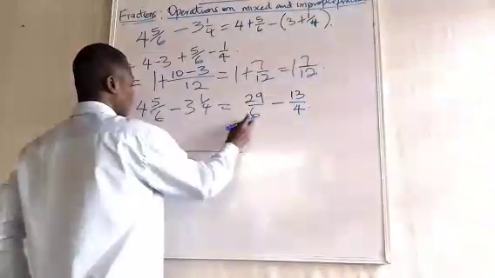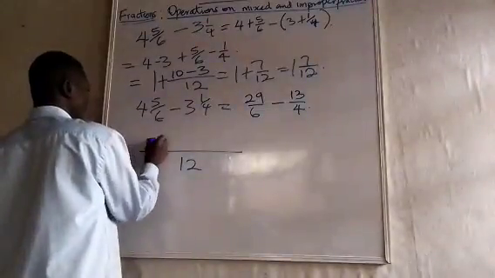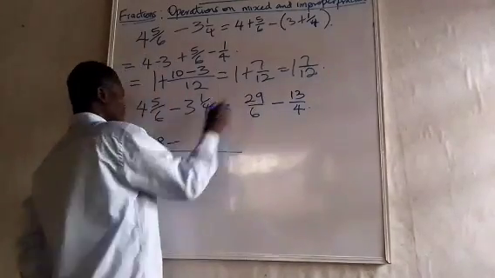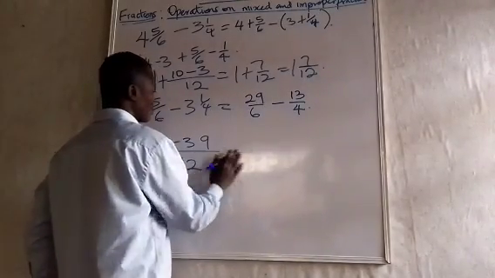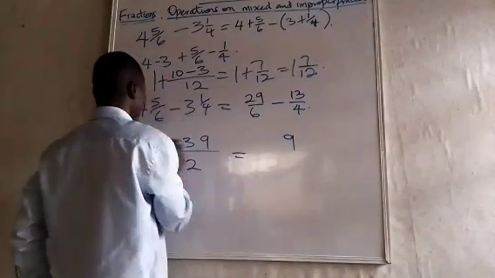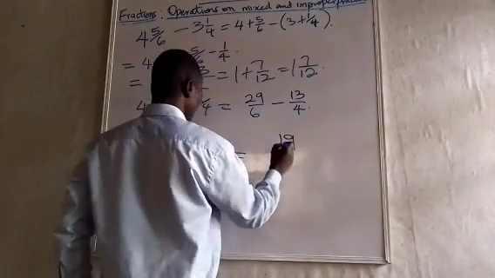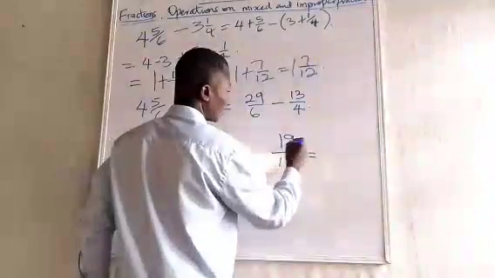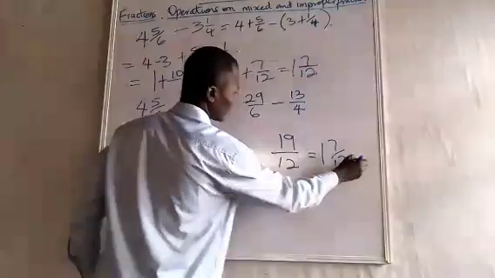That's 12. 6 in 12, 2 times 29, that's 58. 4 in 12, 3 times 30, that's 90. So I'm going to have 58 and 90. That is 1, I think, over 12. 12 in 19, 1, 7 over 12. So you can see, very easy.